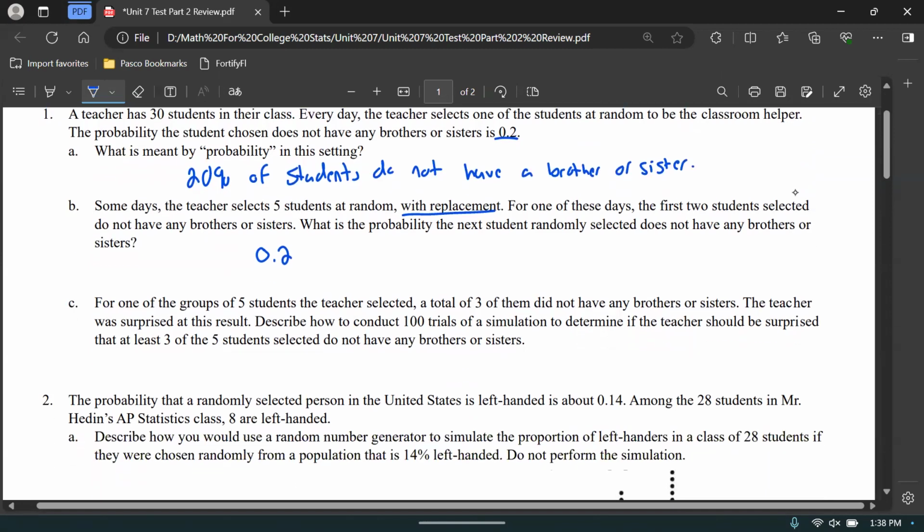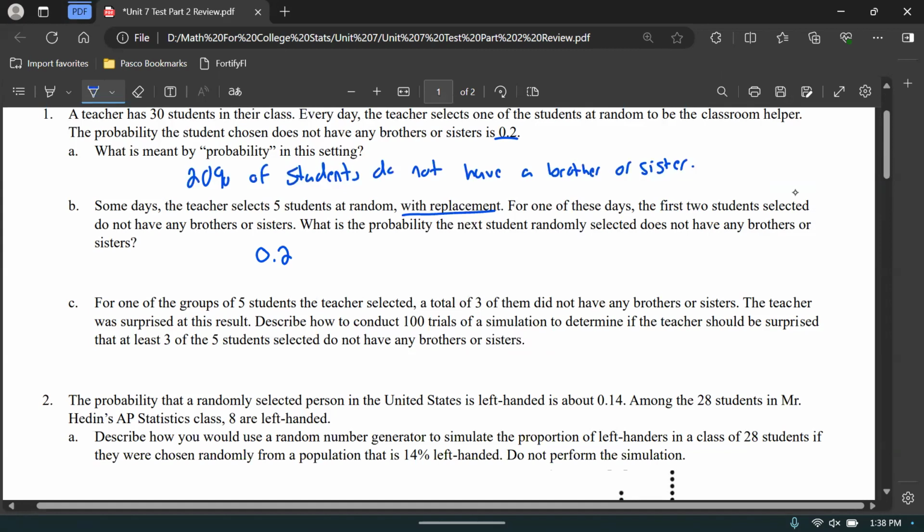For one of the groups of 5 students, the teacher selected a total of 3 of them, and those 3 did not have any brothers or sisters. The teacher was surprised at this result. Describe how to conduct 100 trials of a simulation to determine if the teacher should be surprised that at least 3 of the 5 students selected did not have any brothers or sisters.